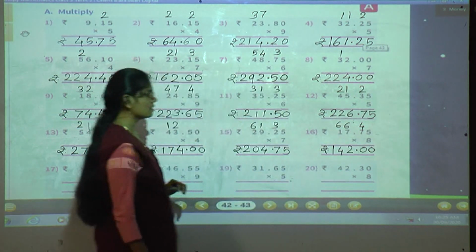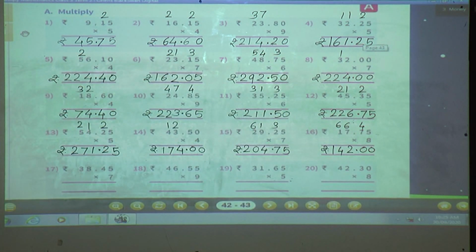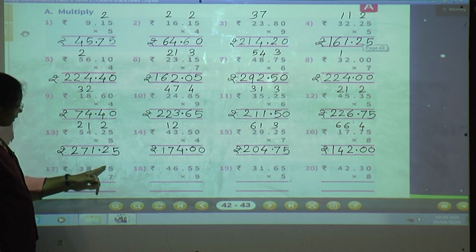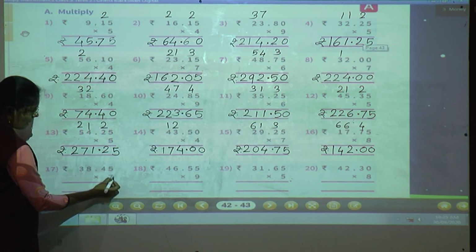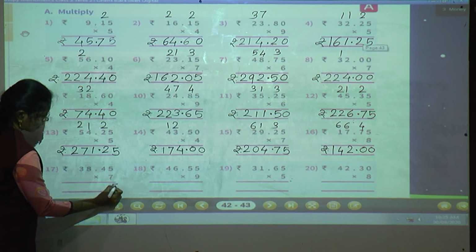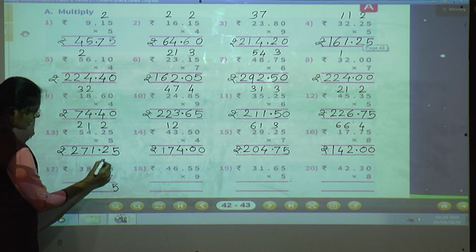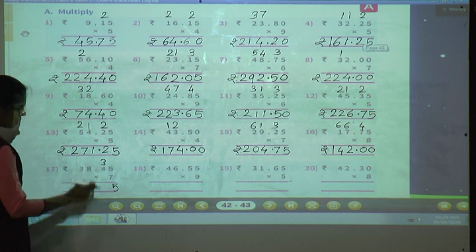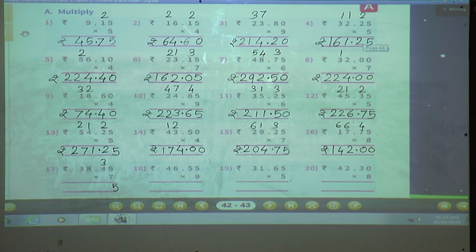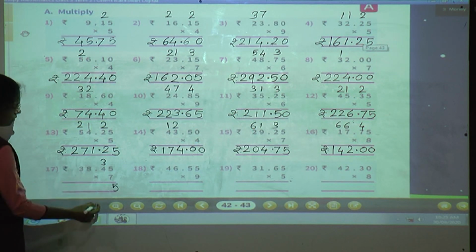So what is the answer? Rupees 142. What is the answer? Rupees 142. Okay. Now see the next example, that is rupees 38.45 into 7. 7 into 5. 7 5s are 35. So write here 5 and 3 as a carry. Then 7 into 4. 7 4s are 28. 28 plus 3, 31.